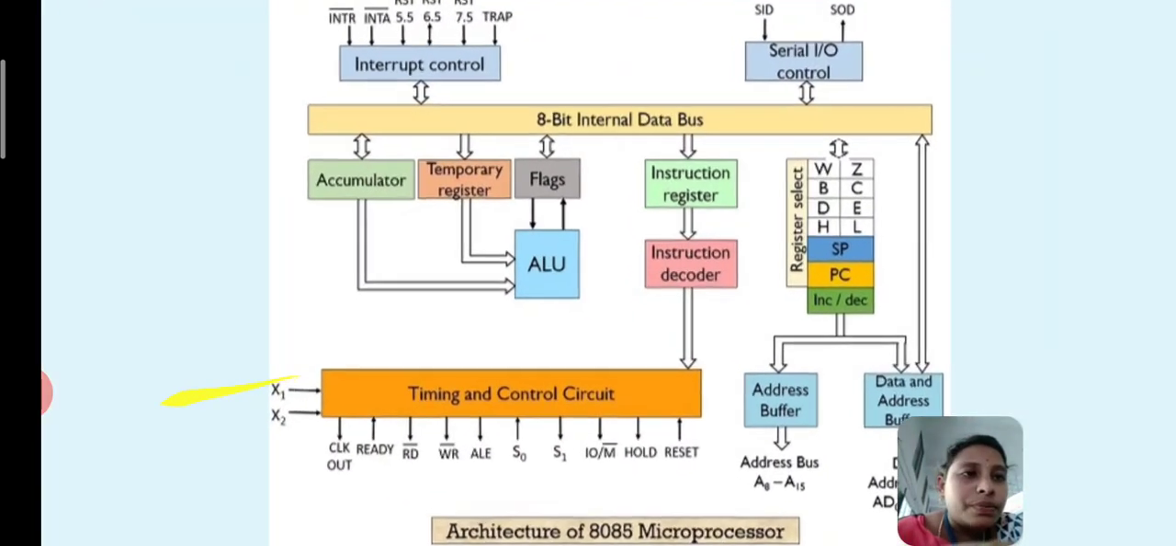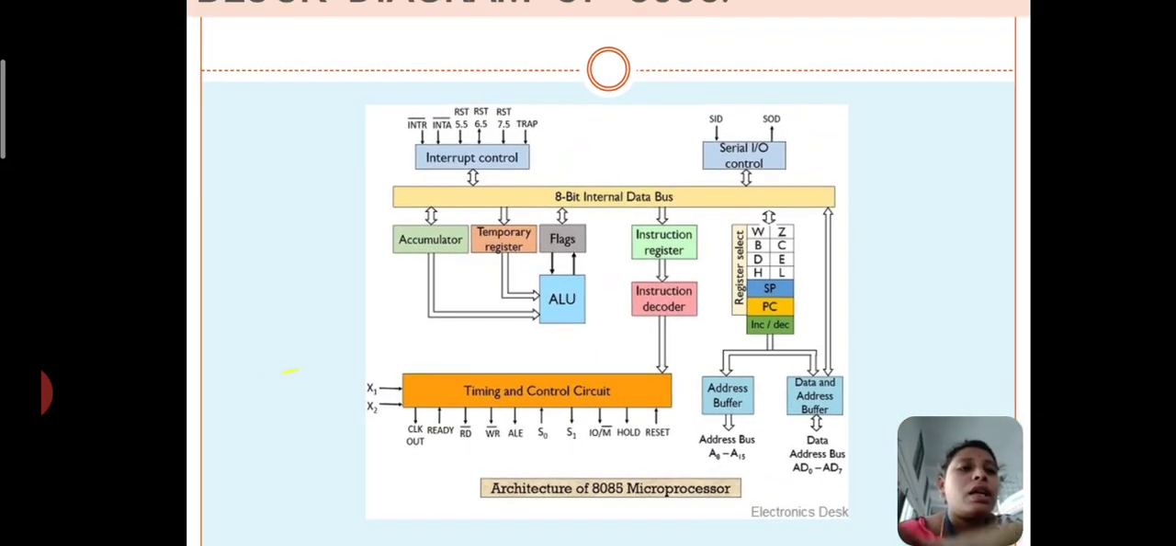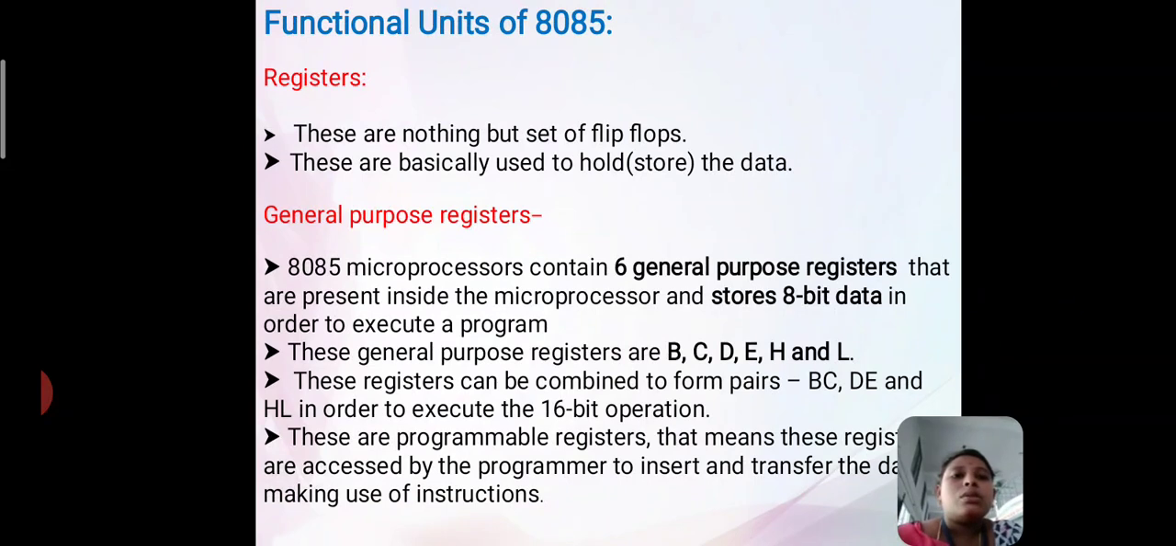Now we see the block diagram. Here there is a register select. It contains B, C, D, E, H and L. These are 6 general purpose registers, and each general purpose register can store 8-bit data. These 6 general purpose registers are present inside the microprocessor and store 8-bit data in order to execute a program. These general purpose registers are B, C, D, E, H and L. We already discussed this. These registers can be combined to form pairs B-C, D-E, H-L in order to execute 16-bit operations.